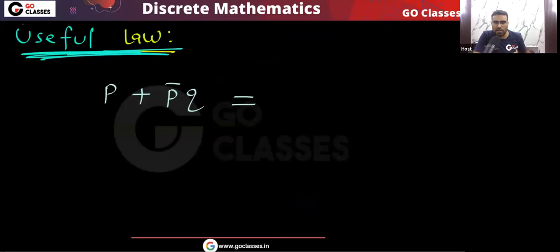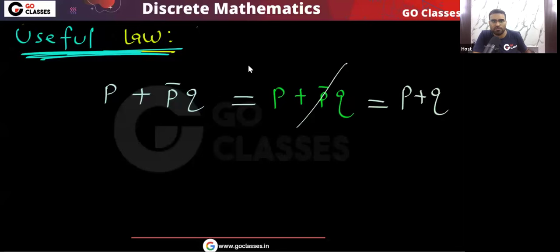The proof we have seen. But if you have P or P bar Q, then what will happen? Let me tell you. Then you do like this. P or P bar Q, then this P bar you can remove. It will be the same as P or Q. Okay. Is this clear? Very easily actually you can prove it.